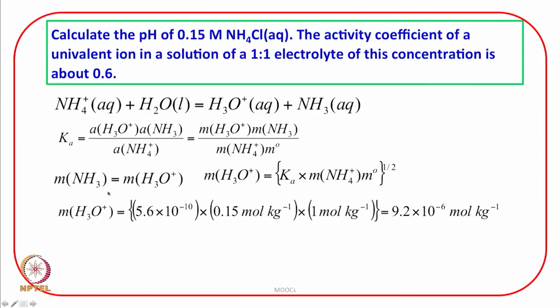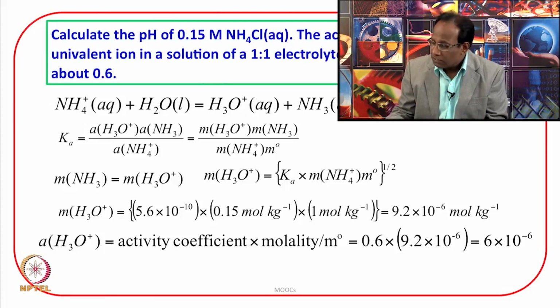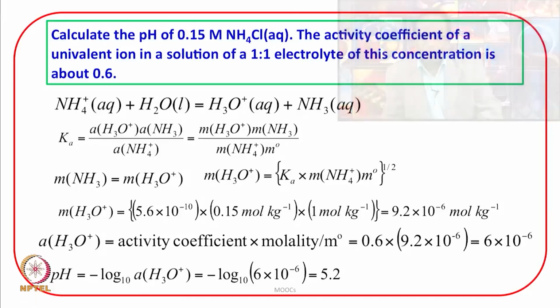and then m of H3O plus comes out to be 9.2 into 10 to the power minus 6 mole per kg, and activity is equal to activity coefficient into molality by m naught. m naught is 1 mole per kg, activity coefficient is 0.6 and molality is calculated as 9.2 into 10 to the power minus 6, so the overall activity comes out to 6 into 10 to the power minus 6. Once you substitute this activity into the definition of pH, pH is minus logarithm of the activity of hydronium ion, which we just calculated, and by solving this you get an answer of 5.2. So, pH turns out to be 5.2.